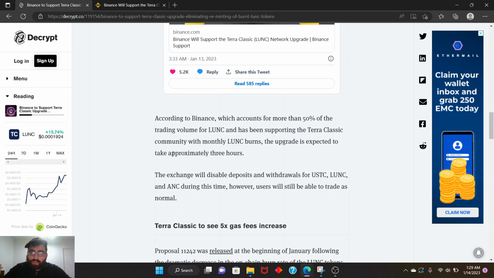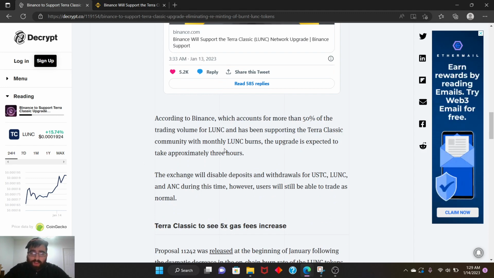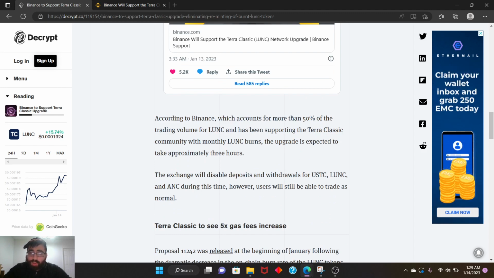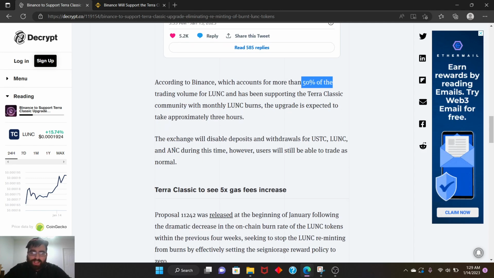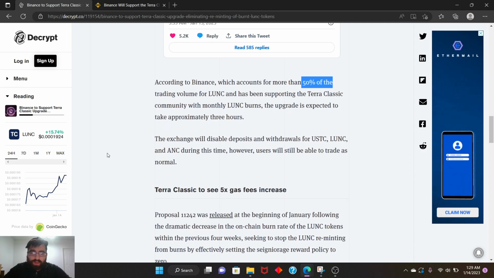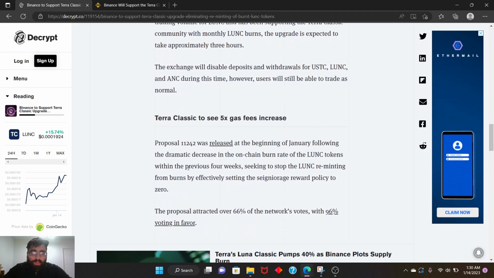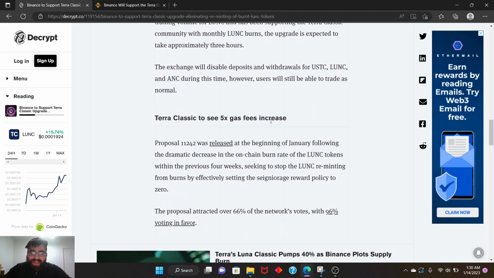According to Binance, which accounts for more than 50% of the trading value for Luna Classic and has been supporting the Terra Classic community with monthly Luna Classic burns, the upgrade is expected to take approximately 3 hours. So, Binance holds 50% of the trading volume. That's huge, right? The exchange will disable deposits and withdrawals during this time. However, users will still be able to trade as normal. Terra Classic to see a 5 times gas fee increase.